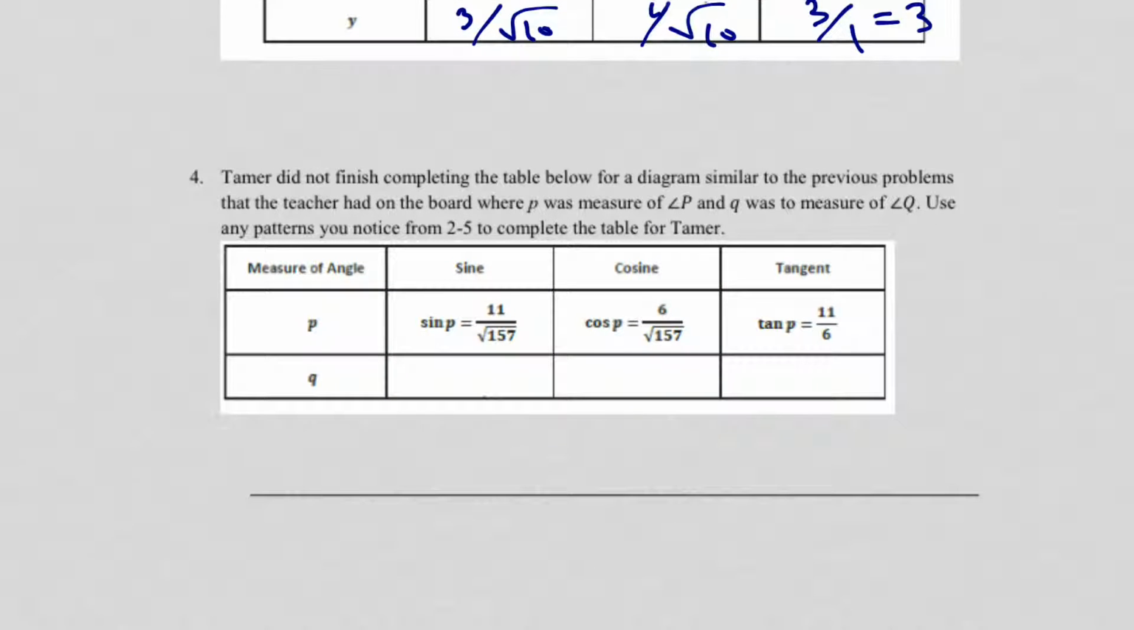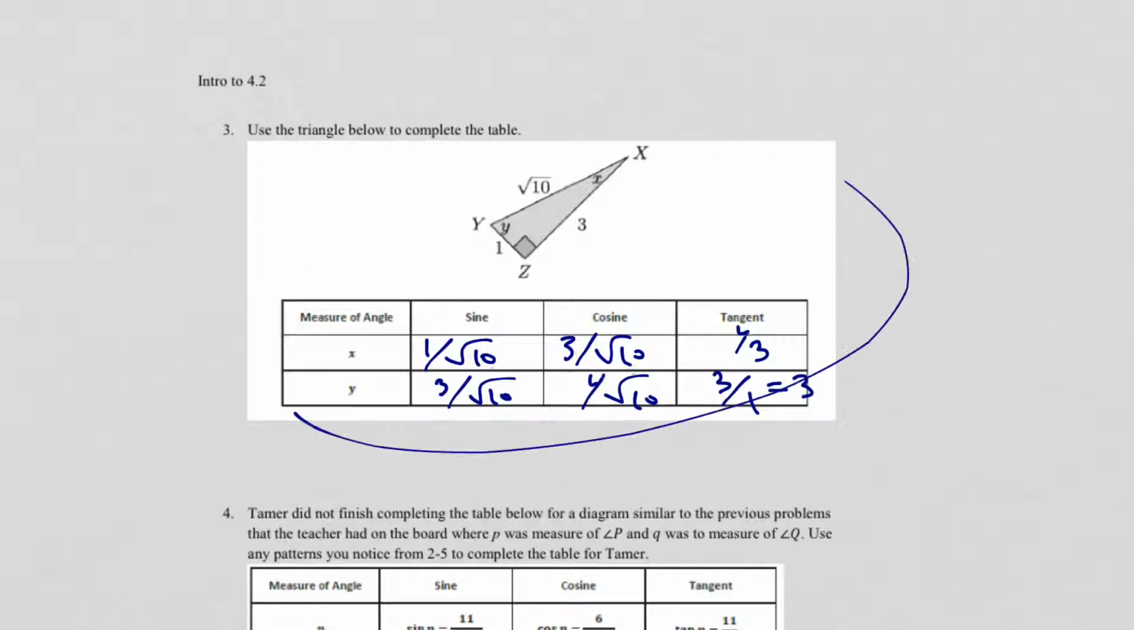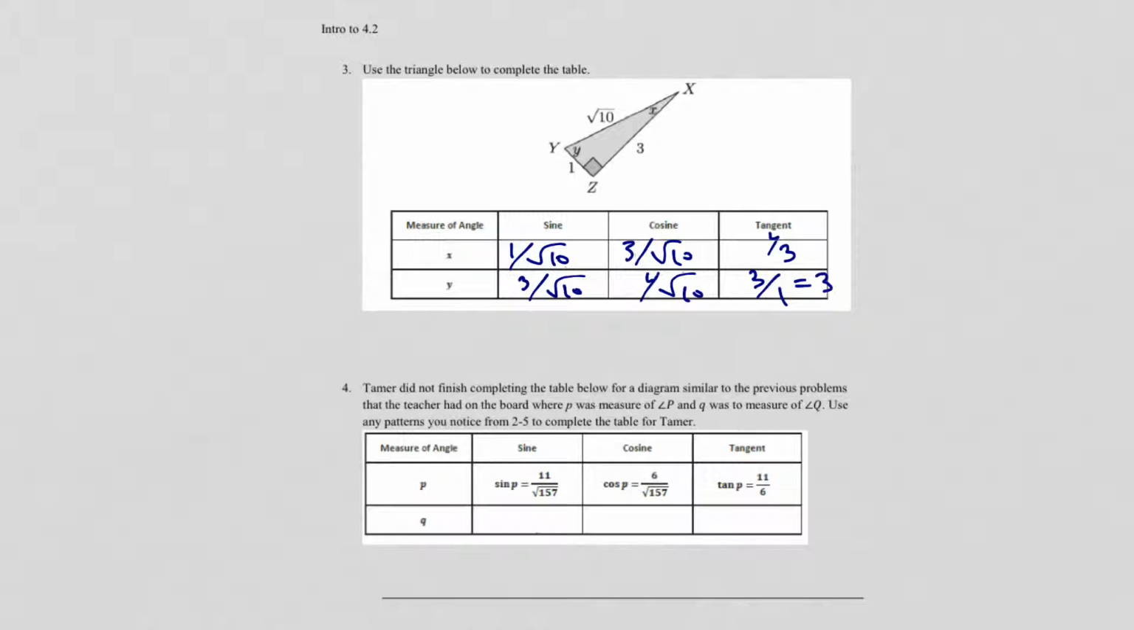I like this question a lot. If you guys know the pattern, you can definitely answer it, but let me read the directions. Tanner did not finish completing the table below for a diagram similar to a previous problem, so the teacher had the board where P was a measure of angle P and Q was a measure of angle Q. Use any patterns you noticed from questions 2 to 5 to complete the table for Tanner. What I mean by 2 to 5, I mean these questions here, the previous question.